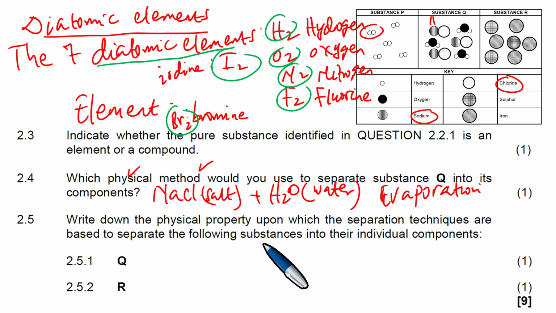What do we do with the natural salt? We put it in food. We eat this salt. It is a spice. We season our food with it. So yeah, it's a seasoning substance. Let's go to the next question. Which physical method would you use to separate substance Q into its components? To separate substance Q into its components, we use evaporation. That is how we can remove water from the sea.